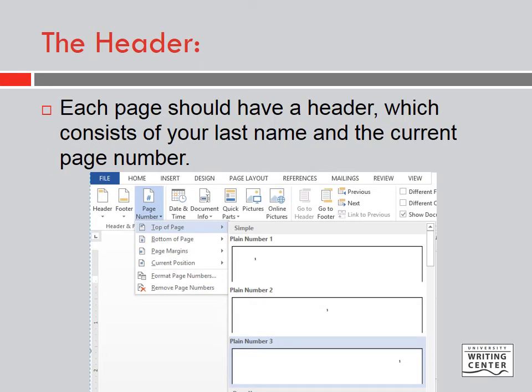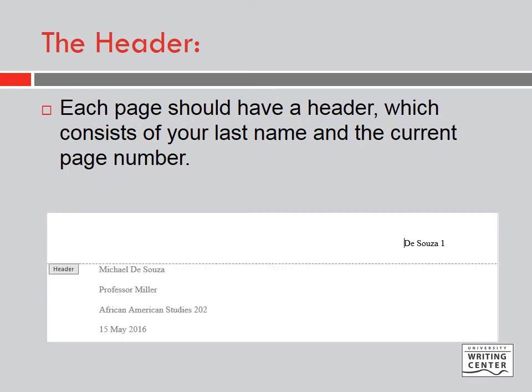Finally, after you finish the first page, you need to include a header. This goes in the far top right of each page and should contain your last name and the page number. In order to add the header in Microsoft Word, begin by double-clicking the top of your document, which will open up the Header and Footer Tools tab. Then click the page number box, hover over Top of Page, and select plain number 3. This will add a page number to every page of your document. From there, you can simply type your last name next to the page number, resulting in a completed header.